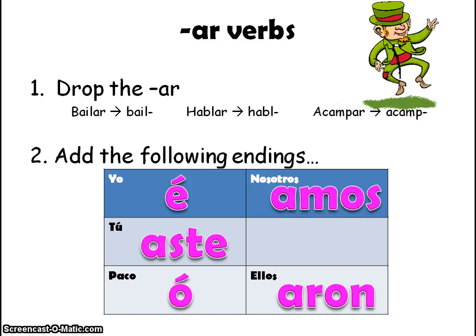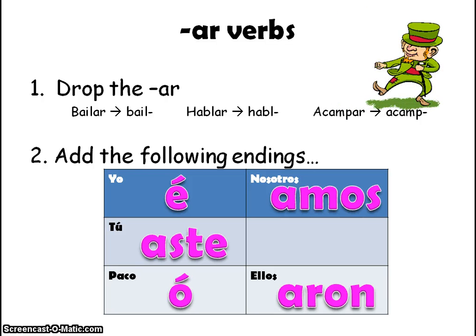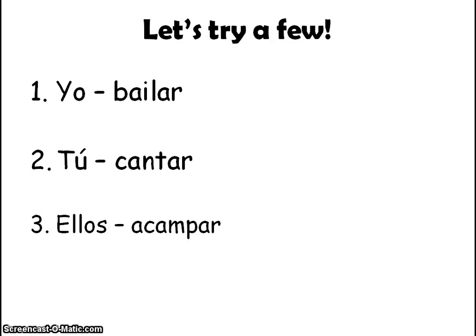Once you get all these forms down, let's move on and practice to see if we understand. If you need to go back or pause or rewind to look at the forms, you can do that at any time. And let's try to come up with the yo form of bailar, tú, cantar, and ellos, acampar.